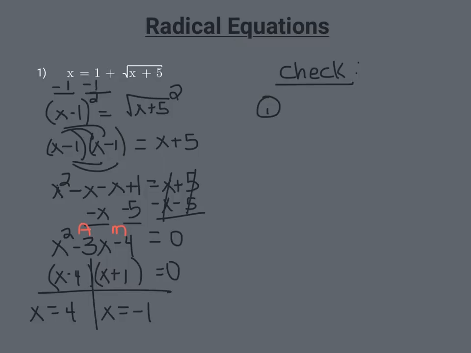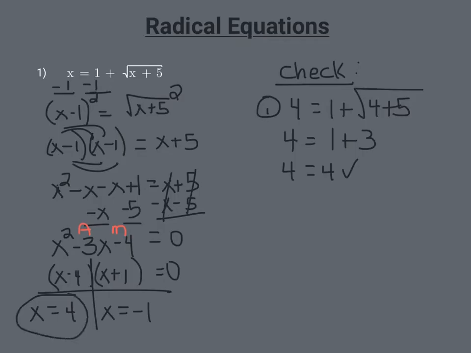All right, so that gives us 4 equals 1 plus radical 4 plus 5. So let me bring down the 4 equals, and then 1 plus, well, 4 plus 5 is 9, and the square root of 9 is 3. And since 1 plus 3 is 4, we do get 4 equals 4, and this checks. So I'm going to go back and circle x equals 4.